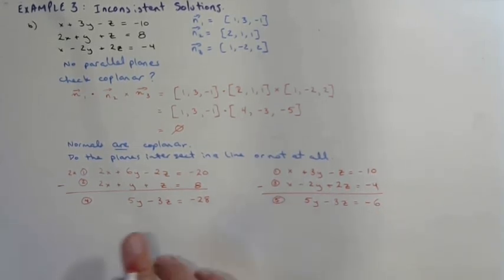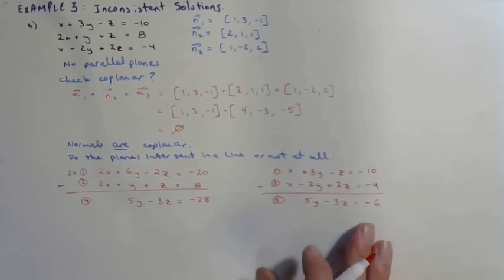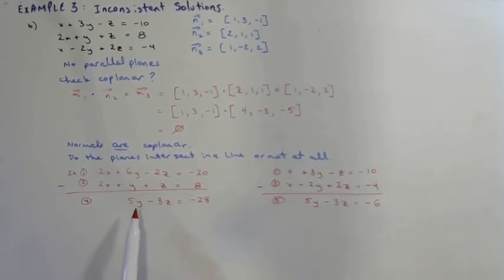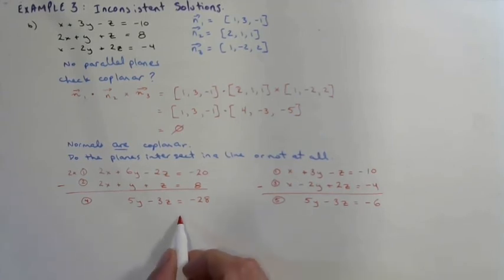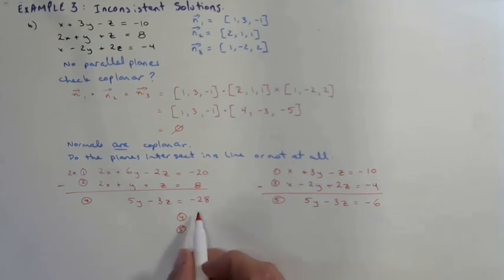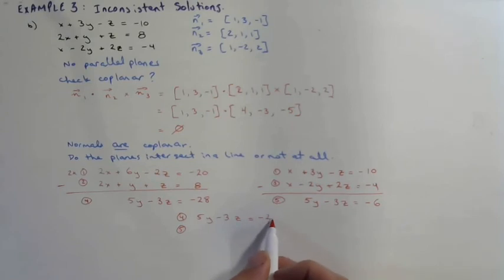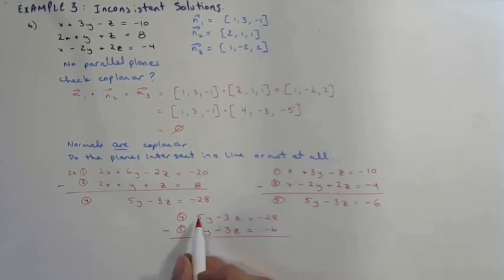So now I have two equations, two variables, and hopefully you can see what's going to happen if I line them up. I'm going to have 0y plus 0z equals something that's not 0, but I'm going to do it anyway. So equation 4 is 5y minus 3z equals negative 28. Equation 5 is 5y minus 3z equals negative 6. I'm going to subtract those. 5 minus 5 is 0y. Negative 3 plus 3 is 0z. That's 0.